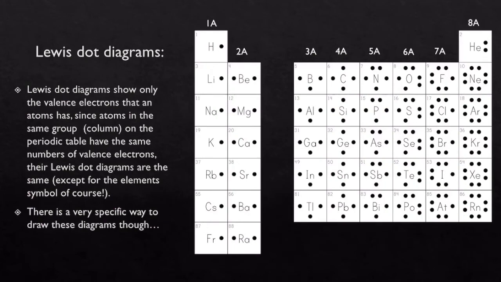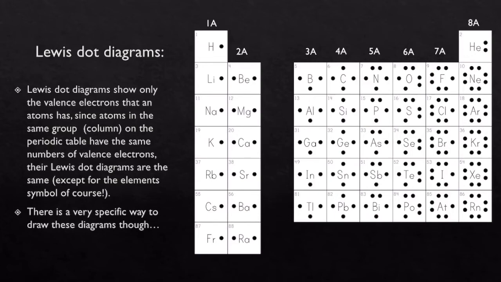So Lewis dot diagrams show only the valence electrons that an atom has. And since atoms of the same group or in the same column on the periodic table have the same numbers of valence electrons, their Lewis dot diagrams are going to be the same as far as how many electrons they have shown around them. And there's a very specific way to draw these, and we're going to talk about that on the next slide.